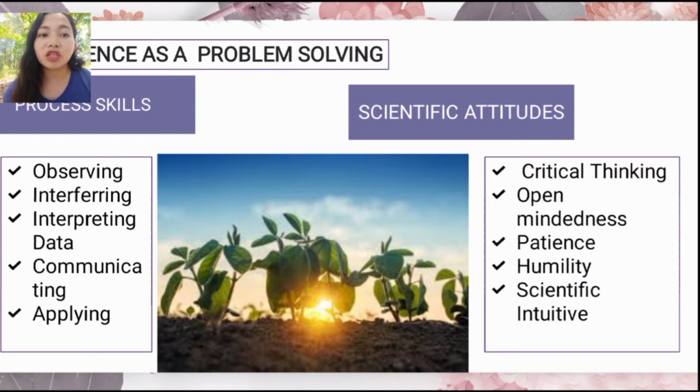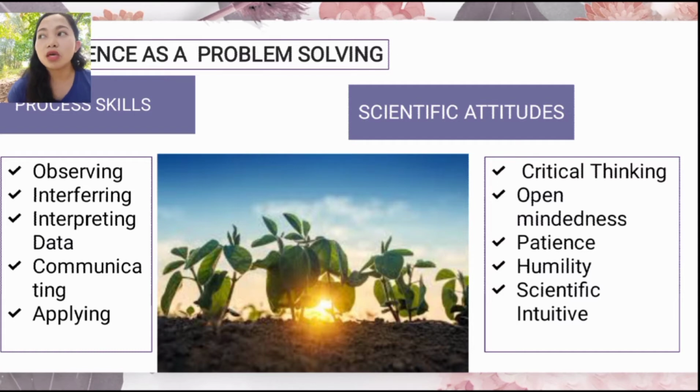So the scientific attitudes involved in that problem solving are of course critical thinking and open-mindedness. Patience, of course, you have to wait for 1 week, so really have patience, and for recording the improvement or the progress when you hide the plant for 1 week away from sunlight. And of course, humility. You have to be honest with your observation, and then scientific intuition.